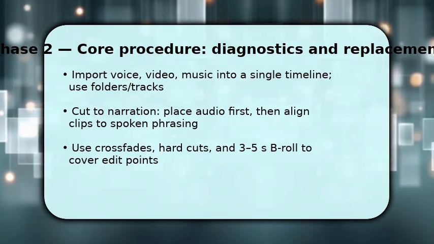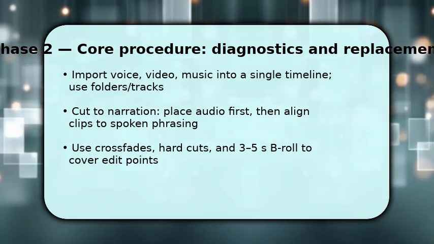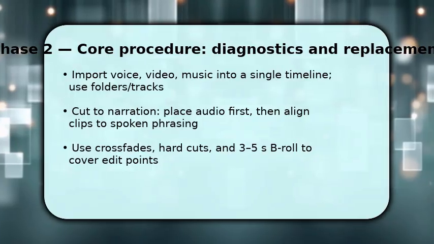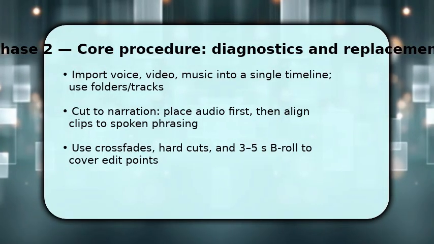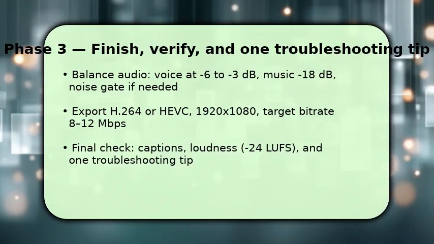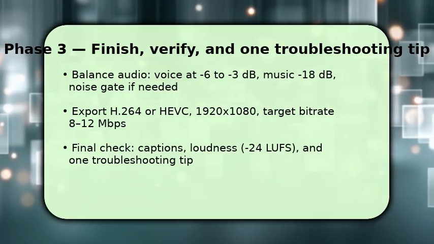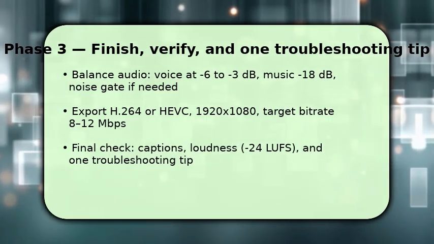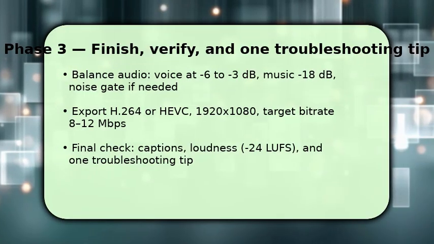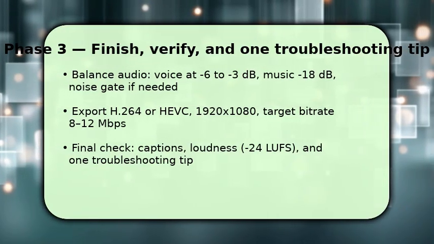You finish by mixing and exporting for delivery. First, equalize the narrator so speech sits forward. Aim for peaks around -6 to -3 dB and set music 12-18 dB lower. Once done, normalize to -24 LUFS for broadcast-style consistency, then export H.